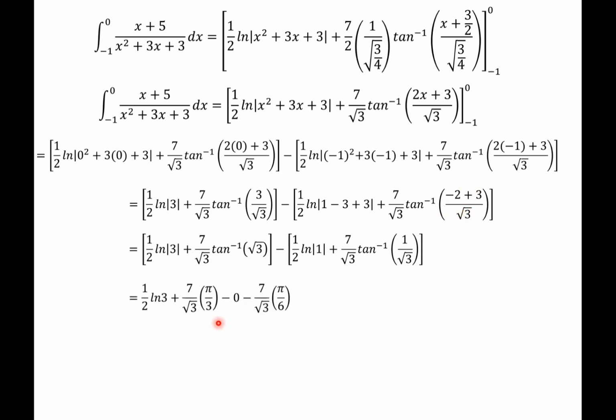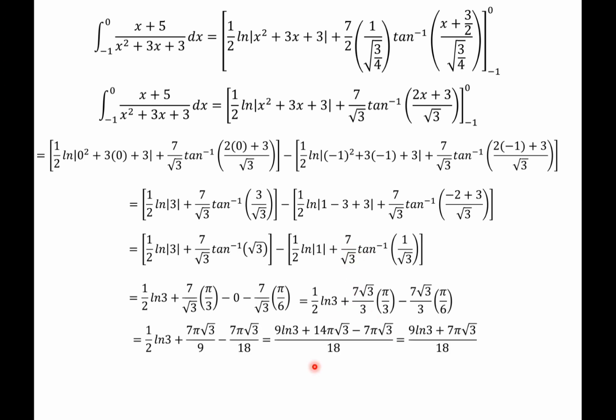And from there, clearly we can now see that the integral becomes half ln of 3 plus 7 over root 3 into the tan inverse of root 3, which is pi over 3, minus half ln of 1. Ln of 1 is 0, so we get minus 0, and then minus 7 over root 3 tan inverse of 1 over root 3, which is 30 degrees, being pi over 6 radians. And from there, we have that half ln of 3 plus 7 root 3 over 3 into pi over 3 minus 7 root 3 over 3 into pi over 6, when you rationalize the denominators of 7 over root 3.